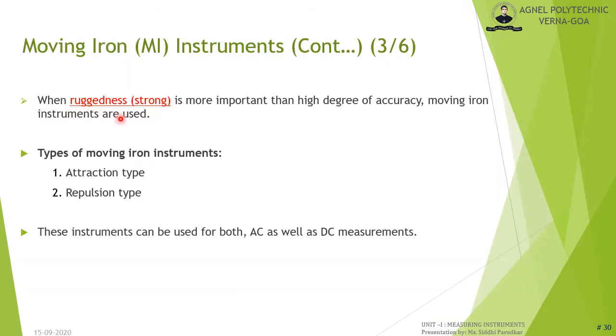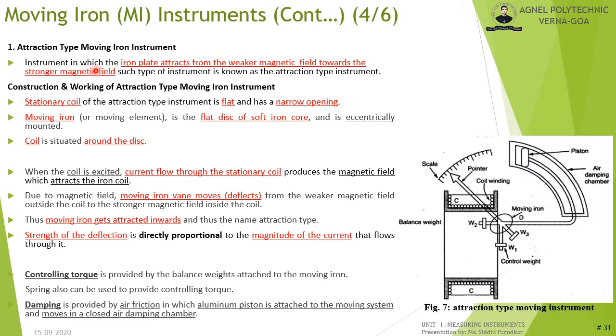When ruggedness or strength is more important than a high degree of accuracy, moving iron instruments are used. There are two types of moving iron instruments, attraction type and repulsion type. These instruments can be used for both AC as well as DC measurements. Let us try to learn about the first type of moving iron instruments, that is the attraction type of moving iron instruments. These are the instruments in which the iron plate is attracted from the weaker magnetic field towards the stronger magnetic field.